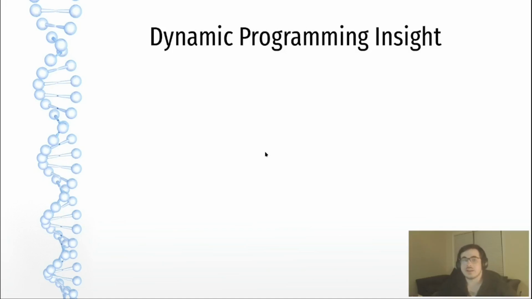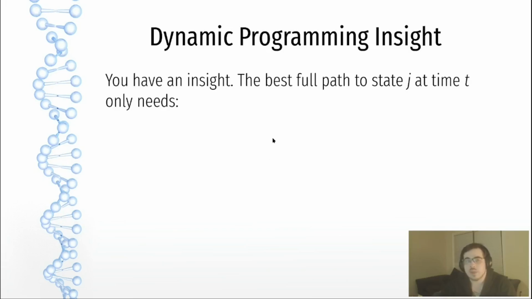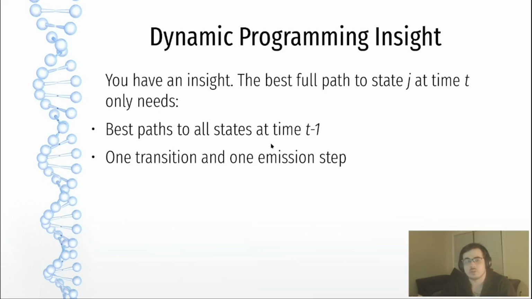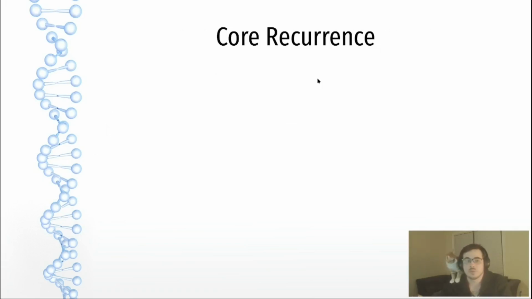The key insight from dynamic programming is that we don't need to recompute everything from scratch. If we want the best path ending in some state j at some time t, we only need the best paths to each state at time t-1, plus one transition step and one emission step. This means that we can build the solution incrementally, which is what makes the Viterbi algorithm a dynamic programming algorithm.